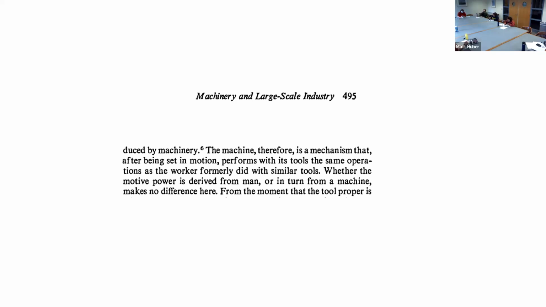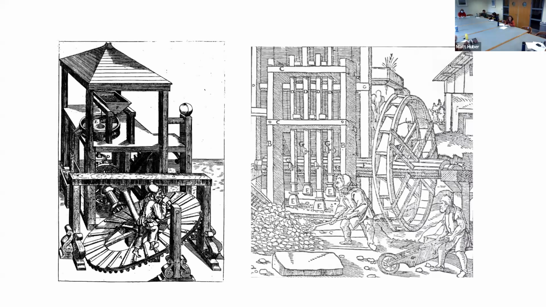So he does say whether the motive power is derived from humans or in turn from a machine makes no difference here. I got this from my old energy historian guy named Vaclav Smil. If the machine is turned by a human hand and the tool is replacing other work elsewhere that's done by a human hand, then it's still a machine, right? Even though the motive power is a human, right?